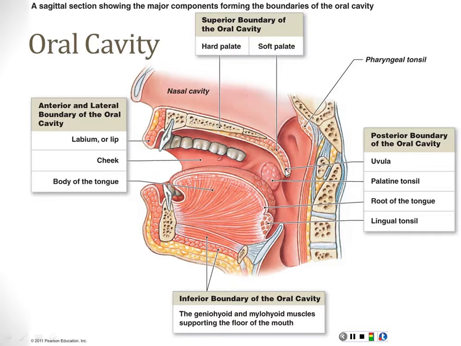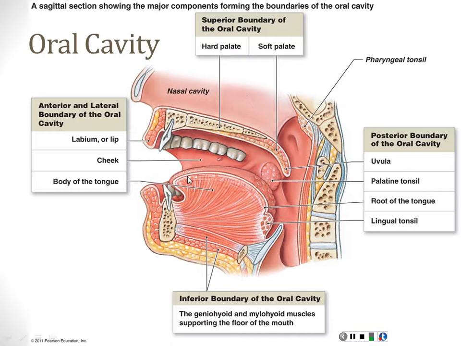The soft palate ends with the uvula. That's that little pendulum thing that hangs down at the back of your throat. Right? We have a palatine tonsil on both sides. We've got a lingual tonsil that we can't really see that sits tucked in here between the tongue and the epiglottis. This whole massive thing is the tongue.